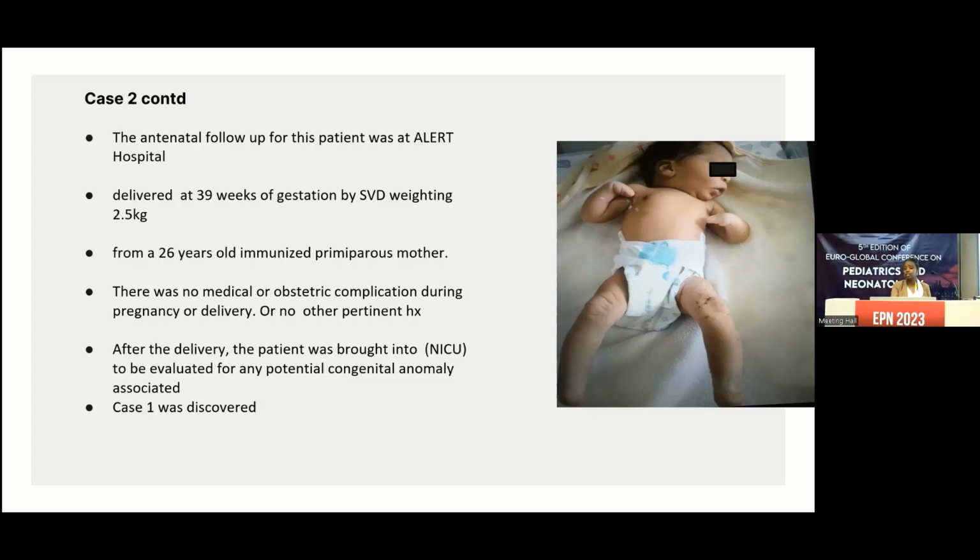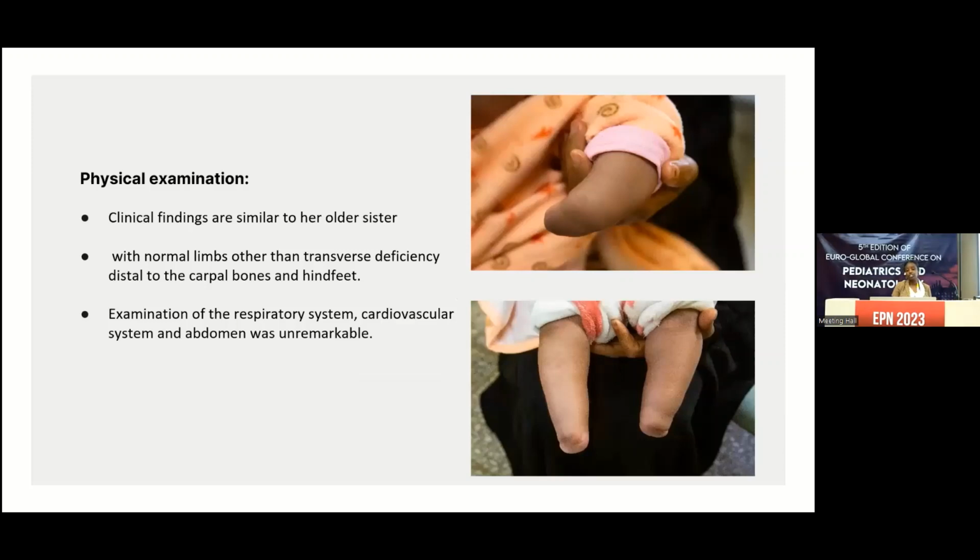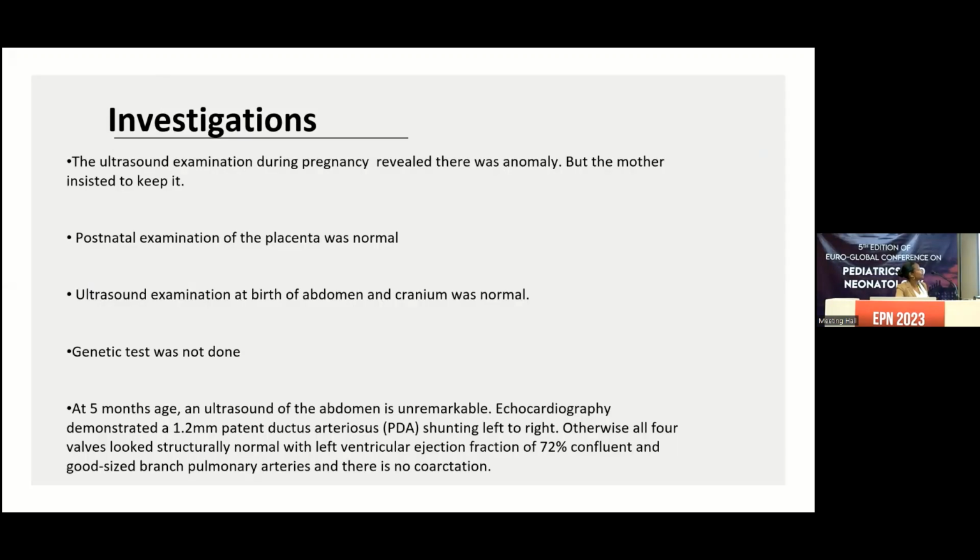After the delivery, this baby was brought to the neonatal ICU to be evaluated for potential anomalies related to the condition, and it was discovered that her older sister also had the same condition. The physical examination of this patient is also similar to her older sister, with normal limbs other than transverse deficiency distal to the carpal bones and the hind foot. Examination of other systems, cardiovascular, respiratory, and abdomen, is normal. This is the X-ray of the patient.